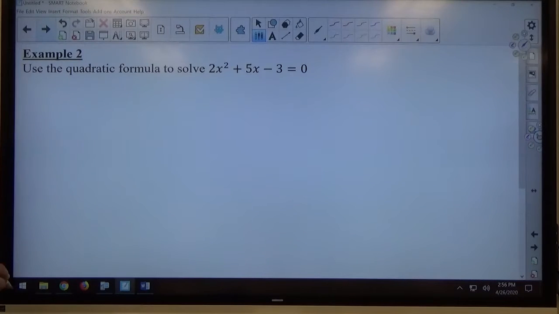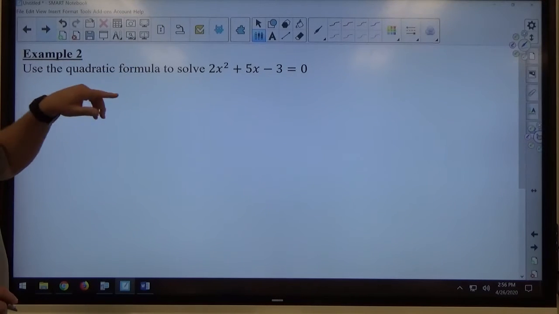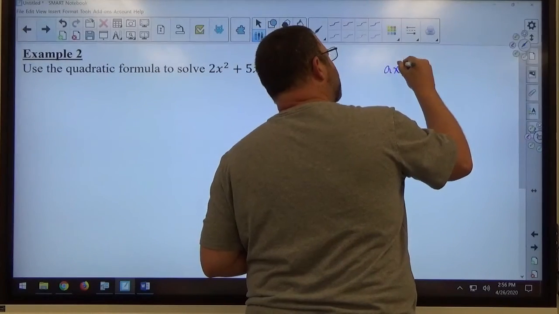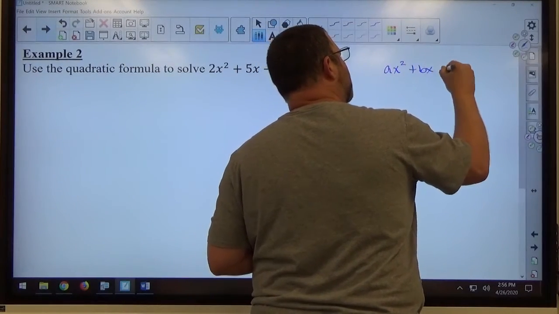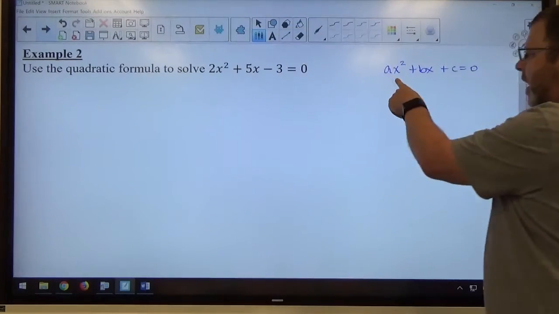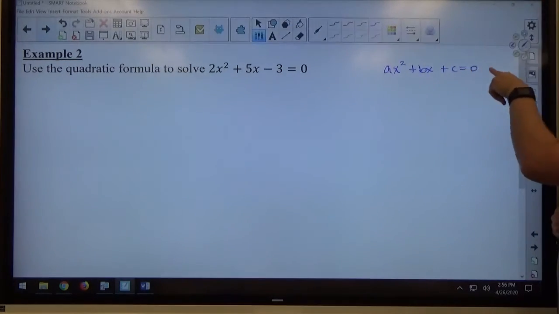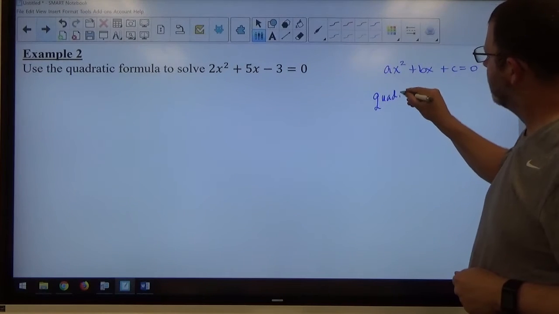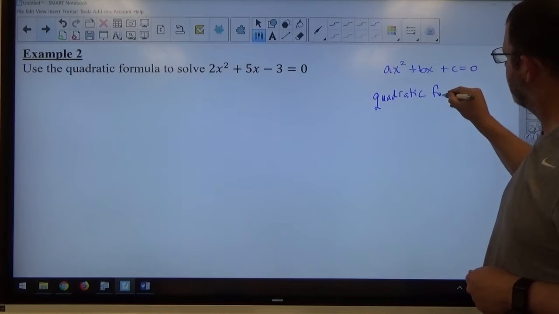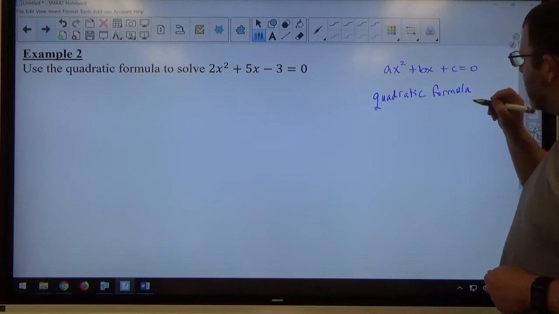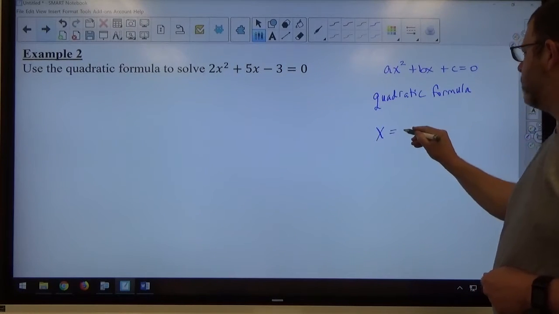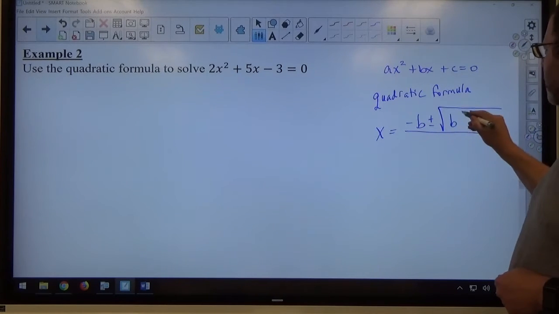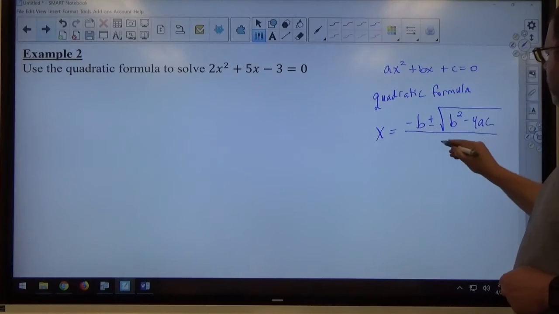Okay, for example 2, you'll notice again, it's already starting us off in standard form, but again, I'll reinforce that this is what standard form looks like: ax squared plus bx plus c equals 0. Quadratic term followed by linear term followed by constant equals 0. The quadratic formula tells us that the value of x should equal negative b plus or minus the square root of b squared minus 4ac all over 2a.